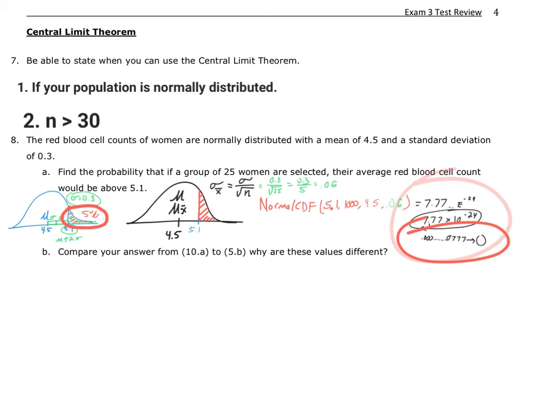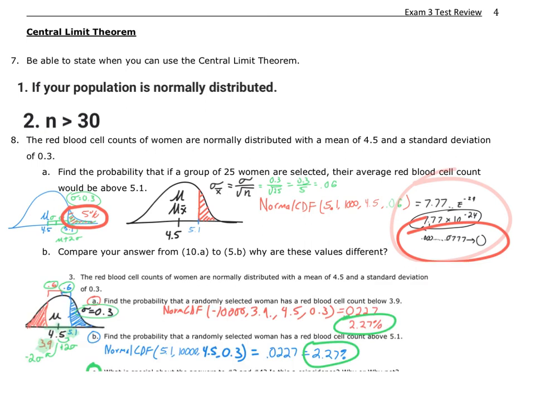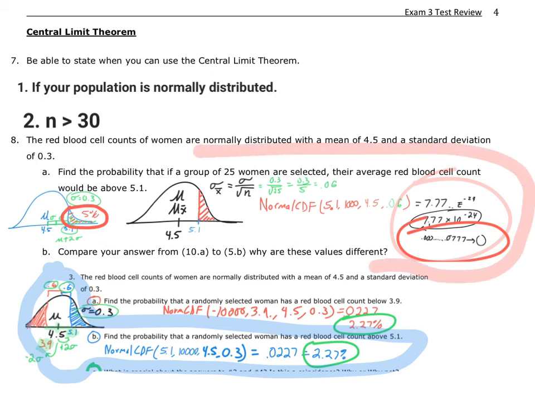Okay. Second part of 8, it's talking about comparing your answers. These numbers are wrong, but I know that you know which problem it's talking about. It's talking about the problem right here that we solved. Okay, so hopefully you can see both the problems now. So I'm going to highlight in blue the problem from earlier, talking about the chance of getting one individual person above 5.1. And then the problem we were just talking about here is with the 25 people.